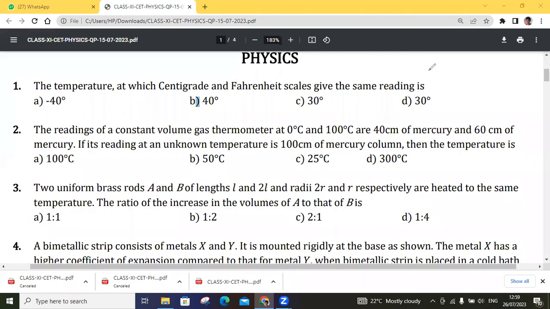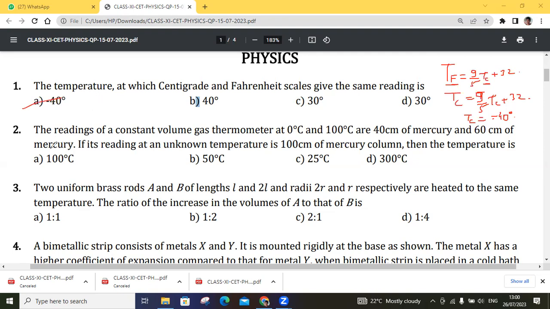So we know this formula: Tf is equal to 9/5 Tc plus 32. Now they are telling both the readings should be the same value. So I will put Tf is equal to Tc. If you put Tf equal to Tc in 9/5 Tc plus 32 and solve this for Tc, you get minus 40 degrees.